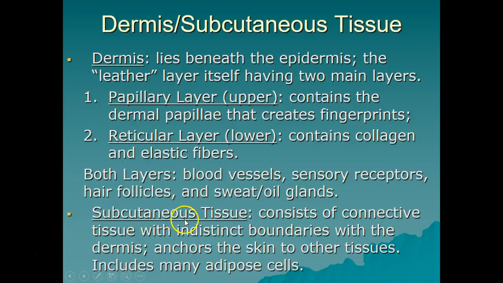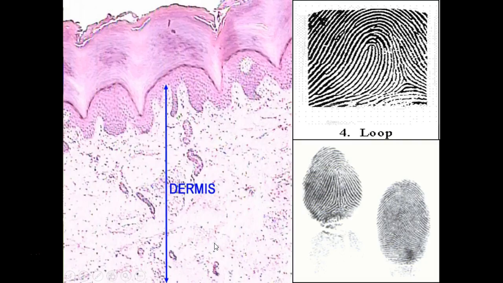All right. This is also considered connective tissue. So the top layers are considered epithelial tissue, but as it moves down into the dermis, it gradually starts to transition into connective tissue. It anchors the skin to these other tissues.